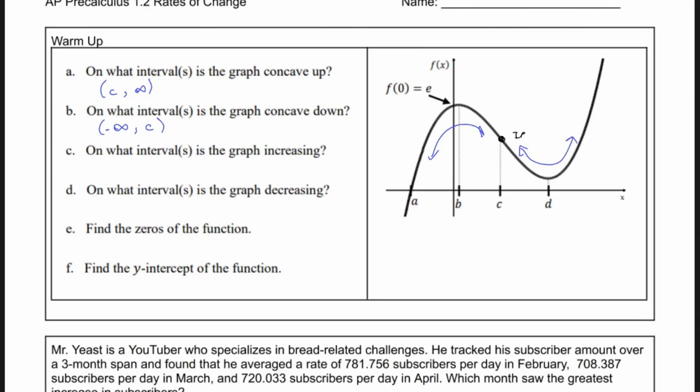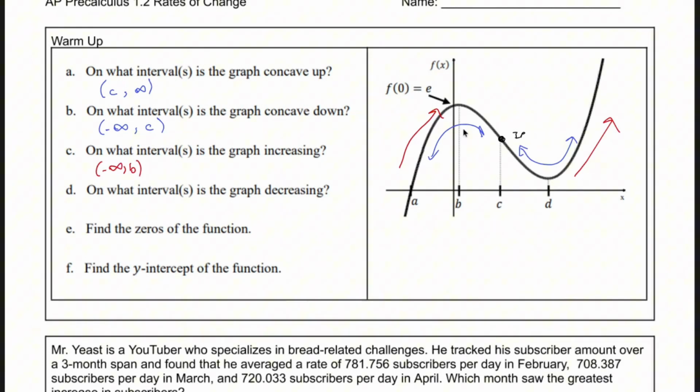On what intervals is the graph increasing? That just means it's going up and to the right. So it looks like it's going up and to the right from A to B. It's not constant, but that's okay. It doesn't have to be as long as the Y values increase as the X values increase. And it looks like from D on, it's also increasing. So we're going to say from negative infinity to, what did I say, B?